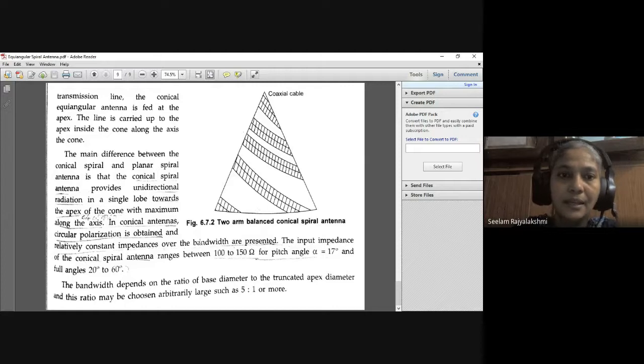We can observe in the conical spiral only unidirectional radiation, in a single lobe towards the apex of the cone. Bandwidth depends on the ratio of the base diameter to the truncated apex diameter, and the ratio may be chosen arbitrarily large, such as 5 to 1 or more. That means the ratio of base diameter to the truncated apex diameter can be large, 5 to 1 or more.